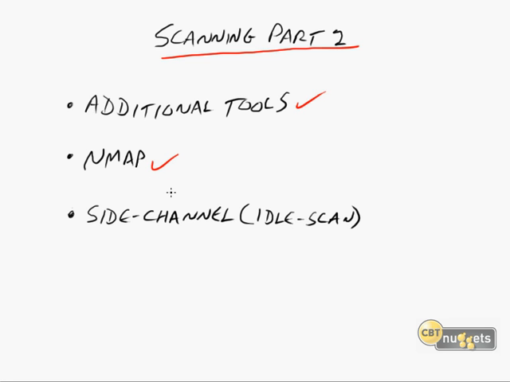You can use an XMAS scan, a TCP full connect scan, for example, UDP scans, and you can even do things such as fragmenting the scans to make them more evasive to IDS systems. So we'll take a look at a lot of Nmap stuff.